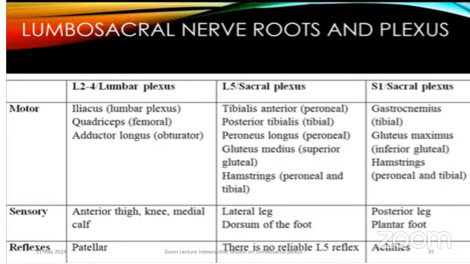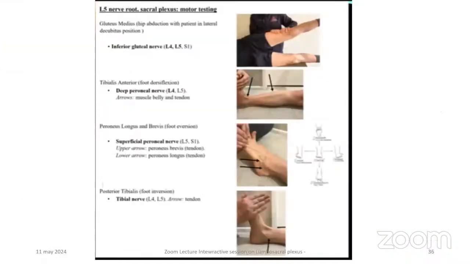S1 is gastrocnemius, gluteus maximus, hamstrings, and that is peroneal nerve and tibial. Both supply this. The sensory is the posterior leg and plantar foot, and the reflex is the ankle jerk. So for L5, there is no reflex. S1, 2, we have a reflex. L2, 3, 4, we have a reflex too. So these are some of the important diagrams which we have to remember.